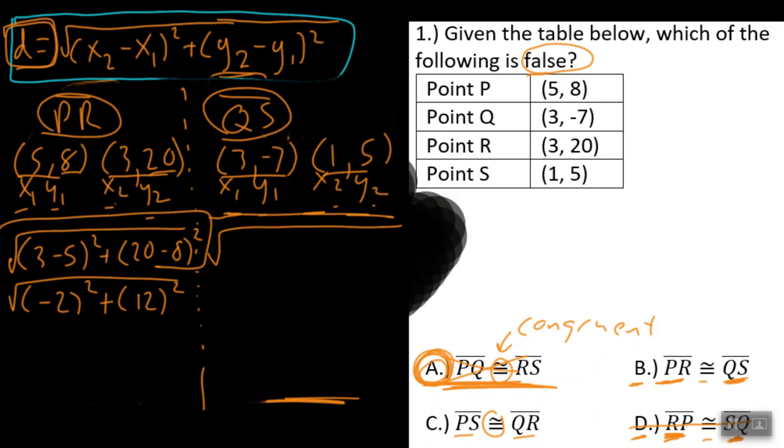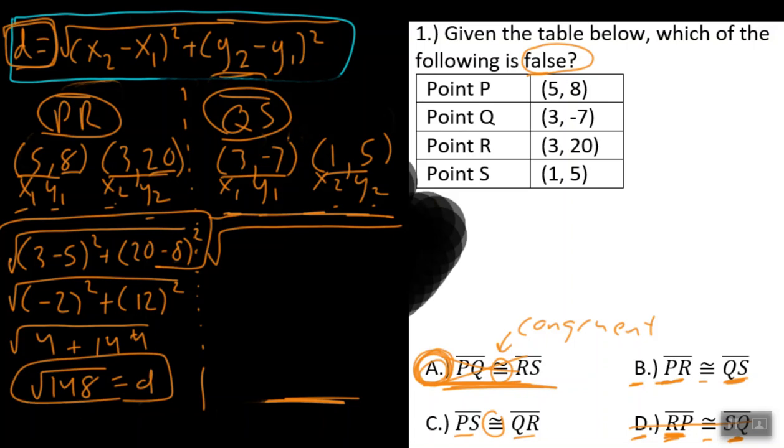Okay, so negative 2 squared, well, we know that that is positive 4, plus 12 squared is 144. And 4 plus 144 is simply the square root of 148, is equal to our distance. Now, you could simplify that, you could get the decimal, but if you get to this point, this is a nice place to stop. Okay, and from here, let's go ahead and plug everything in.